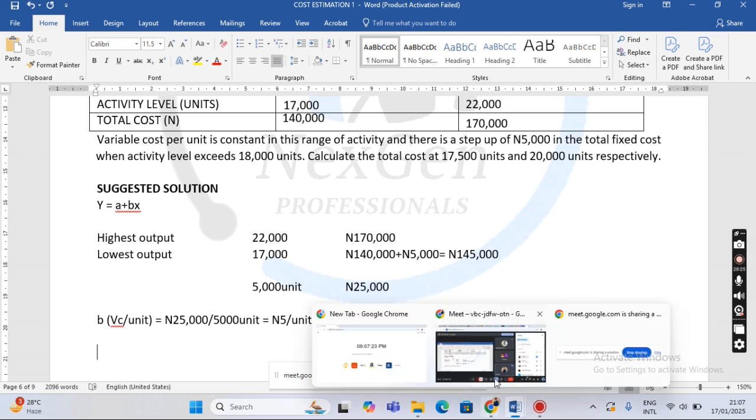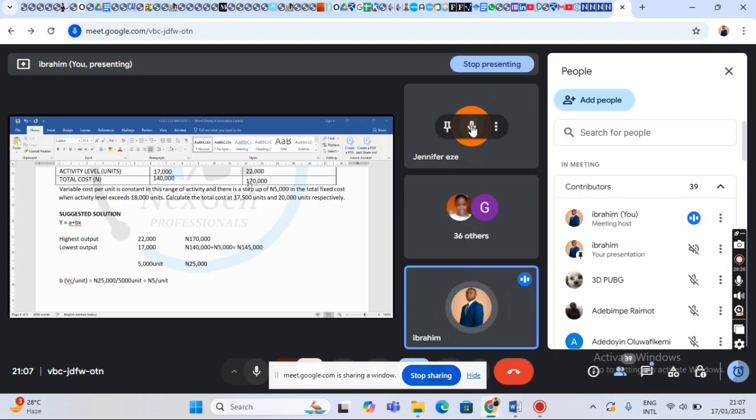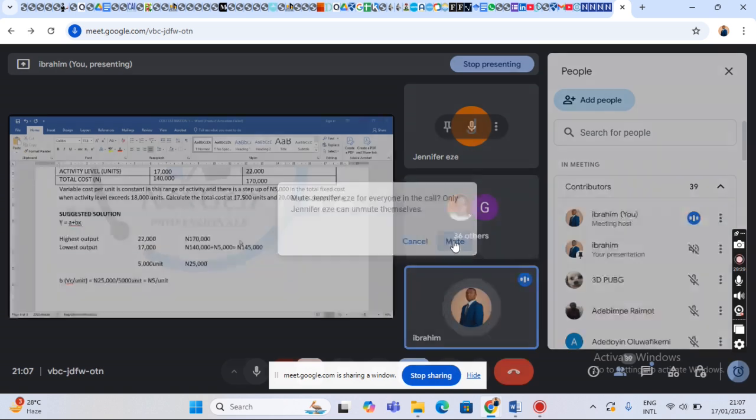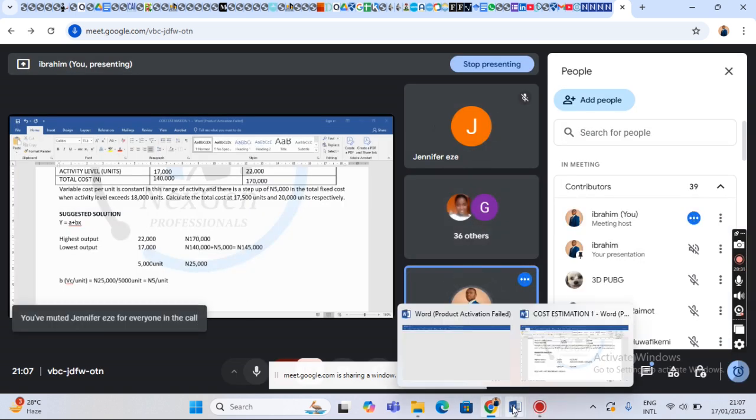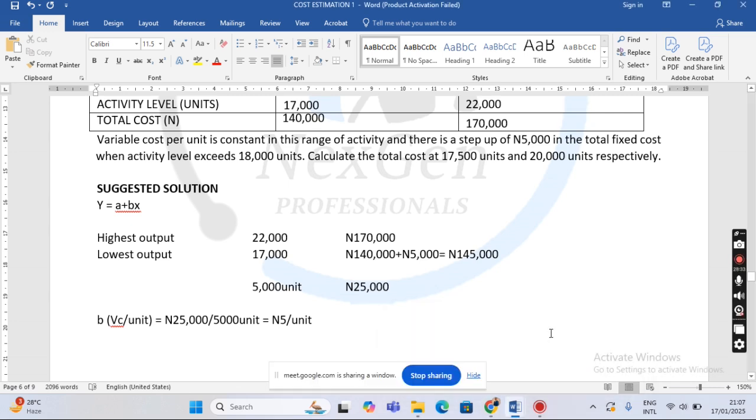That is why it is called what? 5 naira per unit, right? Now, we cannot proceed. The next thing for you to calculate is your fixed cost.